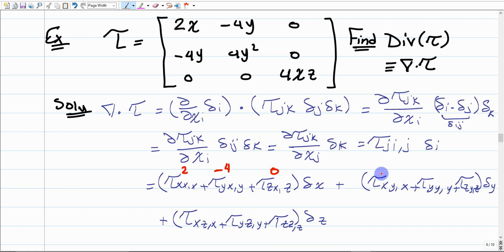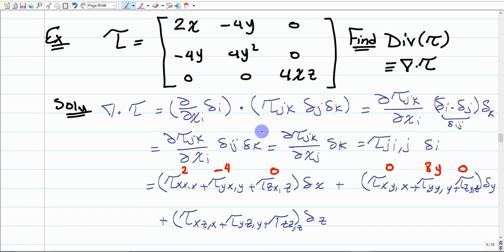How about the derivative of tau xy comma x? Tau xy, which is this term with respect to x, it should be 0. There is no x in this term. Tau yy comma y, the derivative of tau yy with respect to y, this gives 8y. The tau zy comma z, the tau yz, which should be this term, is already 0, so it should be 0.